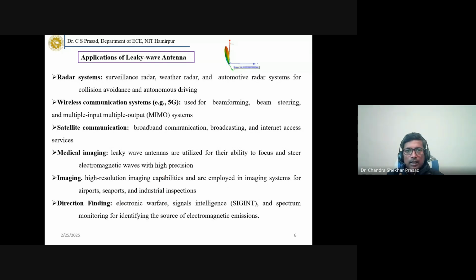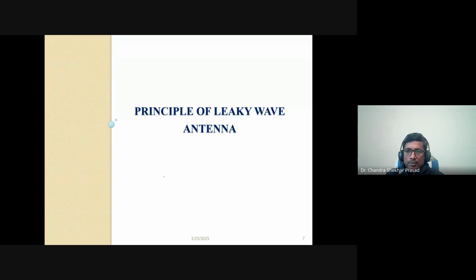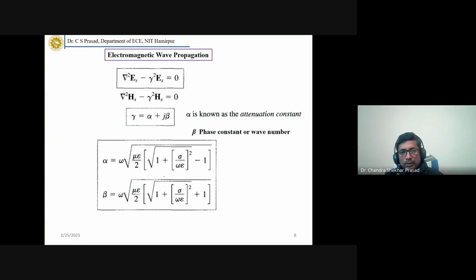So with this, now come to the basic principles of leaky wave antenna. Before going to the basic principle of leaky wave antenna, first see this wave equation. You might know this. If you solve Maxwell's equations in phasor form, you'll get this equation. Now if you solve this, here we put this gamma. Gamma is basically alpha plus j beta.